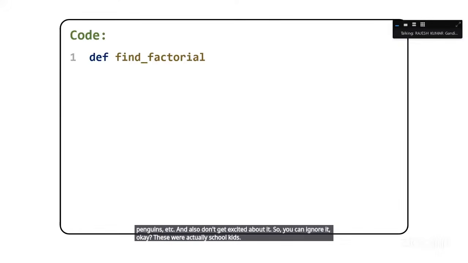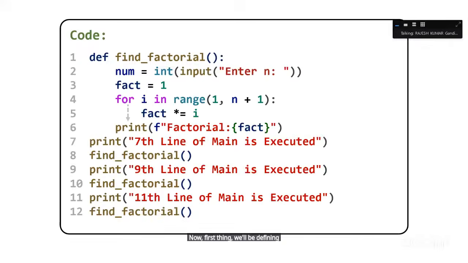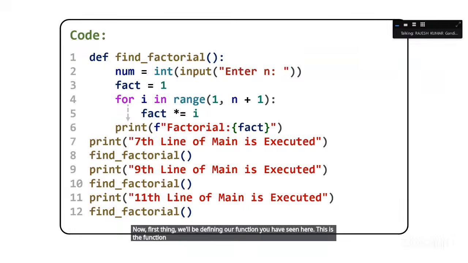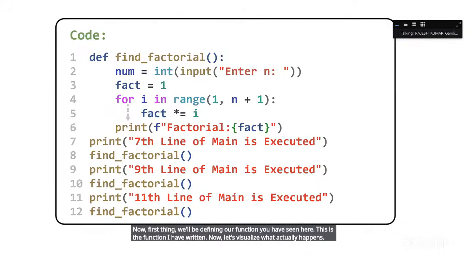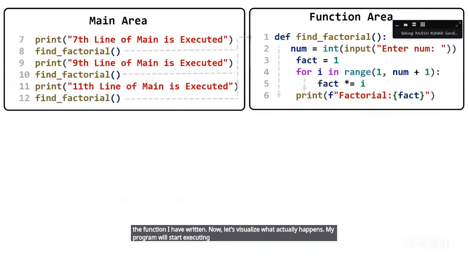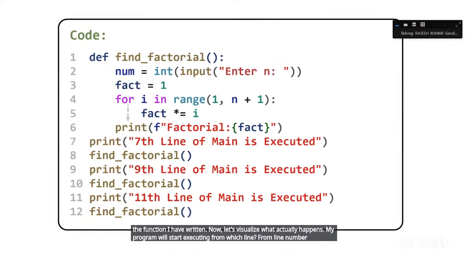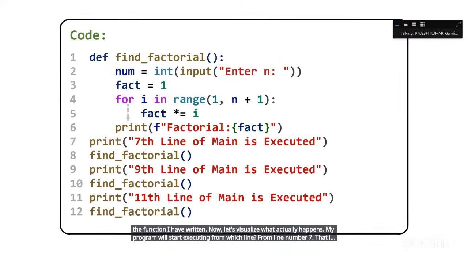Now, first thing, we'll be defining our function as you have seen here. This is the function I have written. Now, let's visualize what actually happens. My program will start executing from which line? From line number 7. That is my main area, and this is my function area.